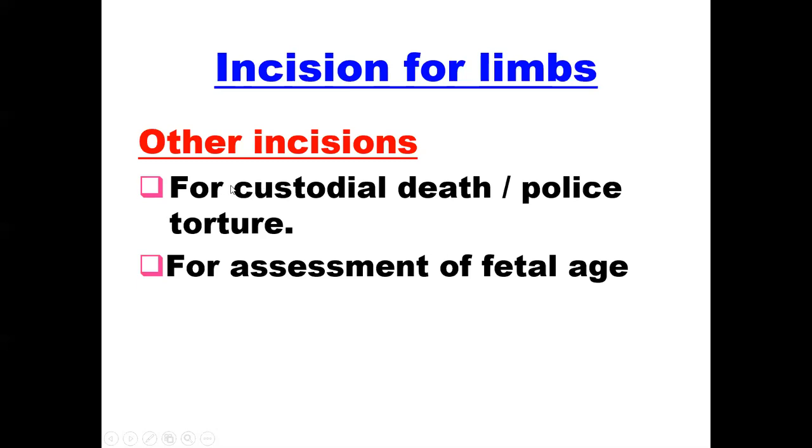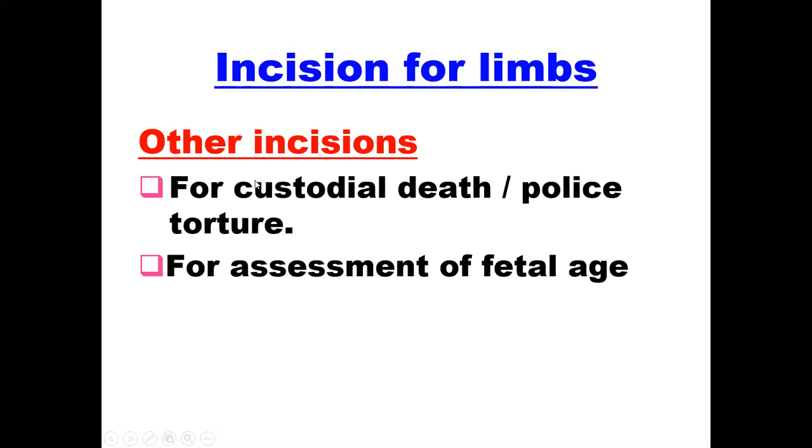So what are the types of incisions given in custodial death? When this challenge is given to you, then in addition to all the routine incisions which I talked about, you open all serous cavities and also the pelvic cavity in the case of a female, and suspect pregnancy, to look for any obvious fetal skeleton, because sometimes a pregnant female dies and the claim is that the baby also died.